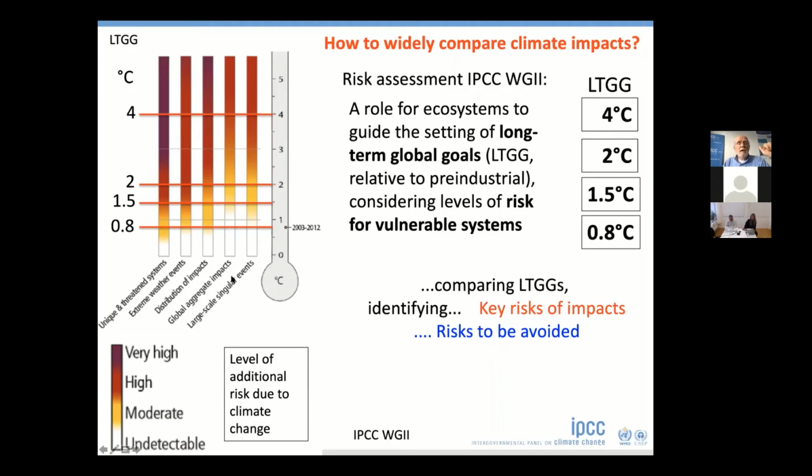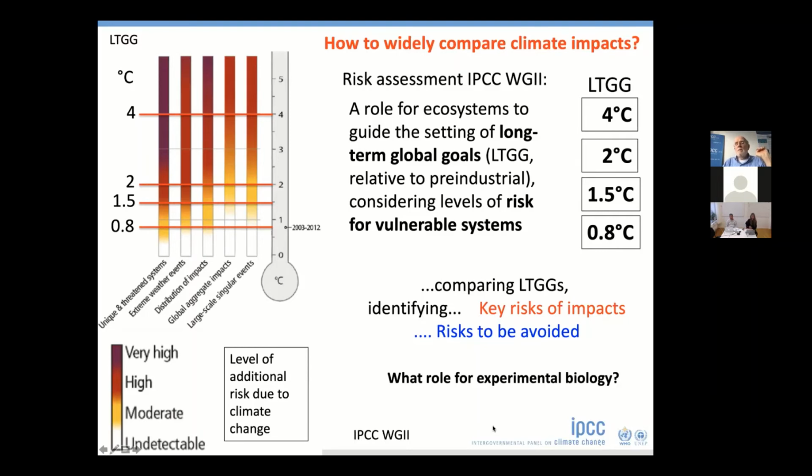And here you see that for overarching criteria, but in principle, just to say, we are using a color code in those burning ember diagrams to identify the level of risk from undetectable to moderate to high to very high, where we can qualify the degree of change in a system and attribute a certain level of risk based on expert judgment to what extent we consider this dangerous, detrimental, and so forth. And we can relate that to global mean temperature.